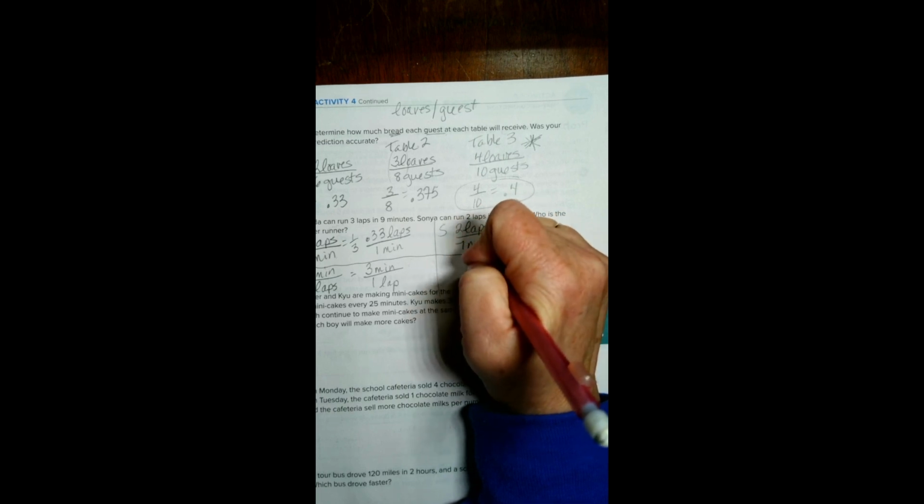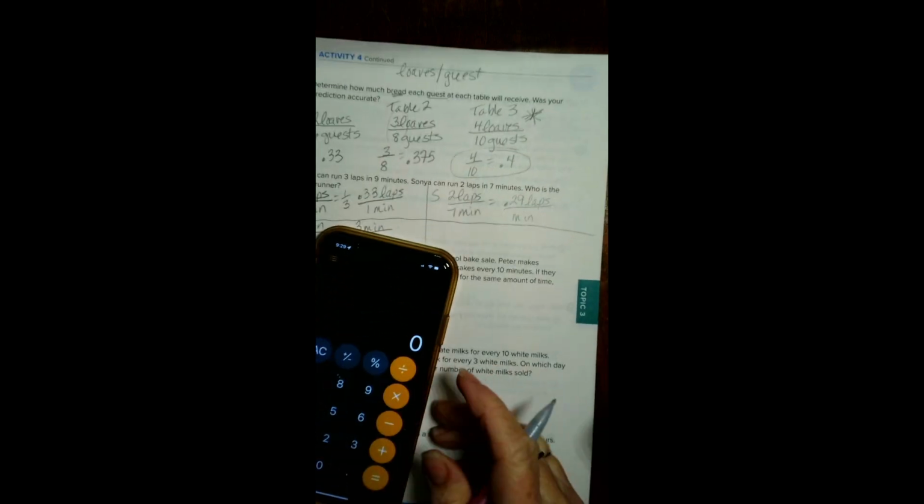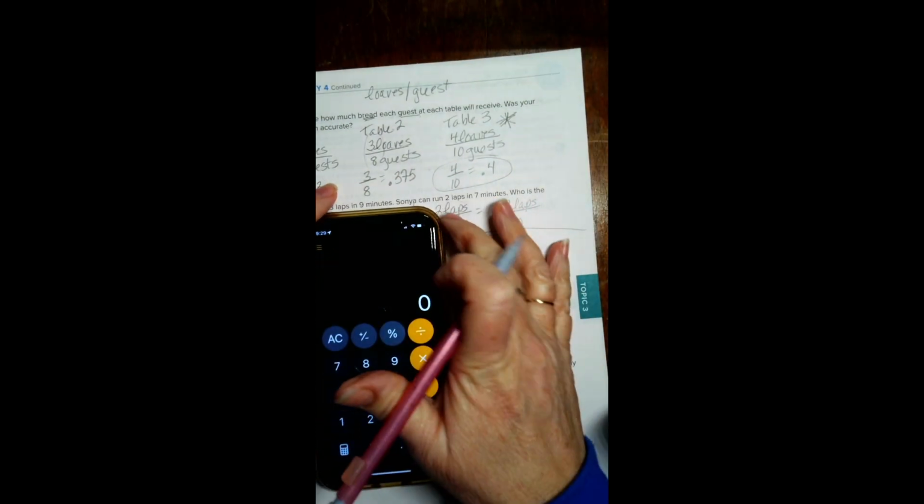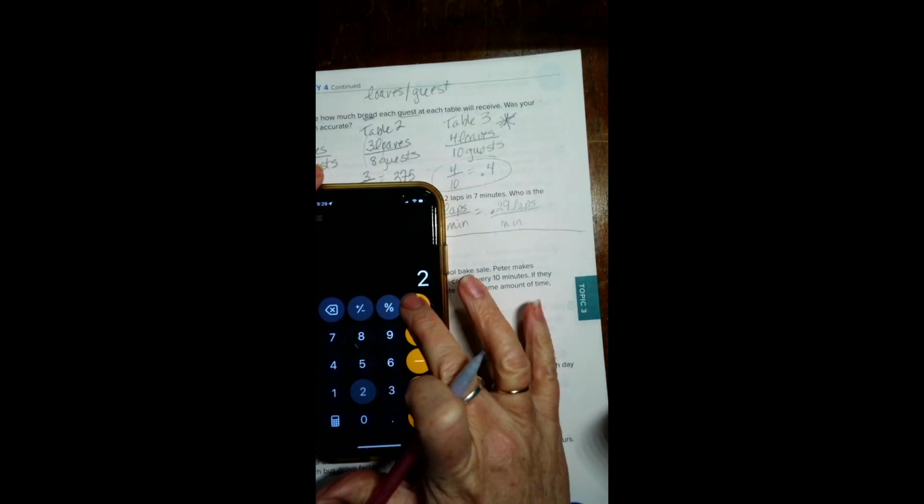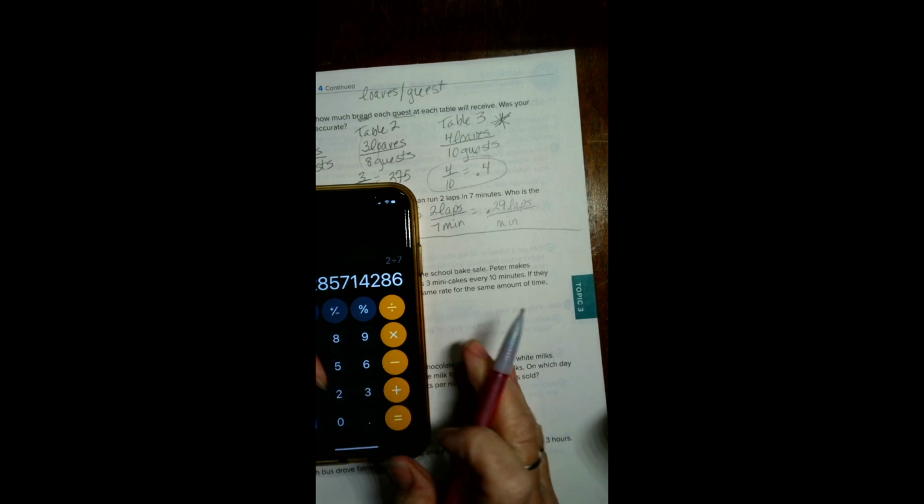Okay, and then Sonia can run 2 laps in 7 minutes. If we divide that out, we get 0.29 laps per minute. I'm going to do that 2 divided by 7 here on the calculator. Please remember, you're not multiplying these numbers together. You're not adding them together. You're doing a division, 2 divided by 7. That 5 is going to round that up to a 9, so 0.29 laps per minute.